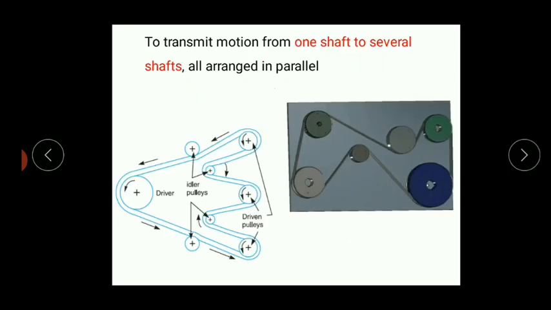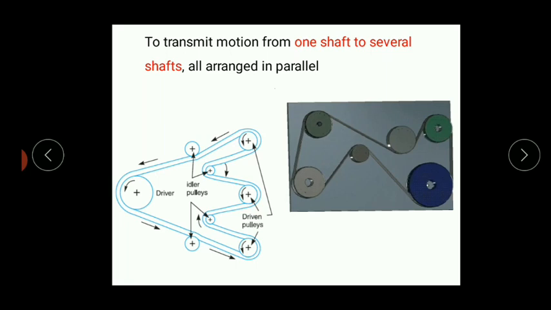To transmit the motion from one shaft to several shafts, again we can use the idler pulley. You can observe here, one is an idler pulley, the other one here is an idler pulley, this is also an idler pulley, and this is also an idler pulley. So motion is transmitted from this single driving shaft to the 1, 2 and 3 shafts. So three shafts can be driven with the help of only a single driving shaft or a single driving pulley with the help of multiple idler pulleys.